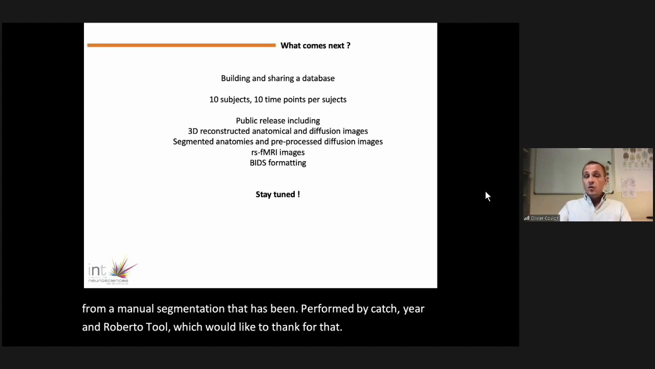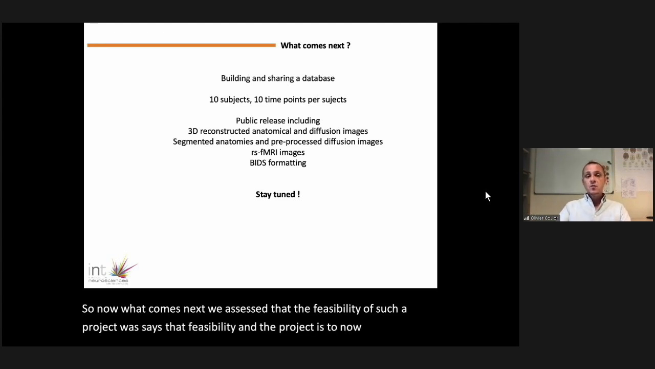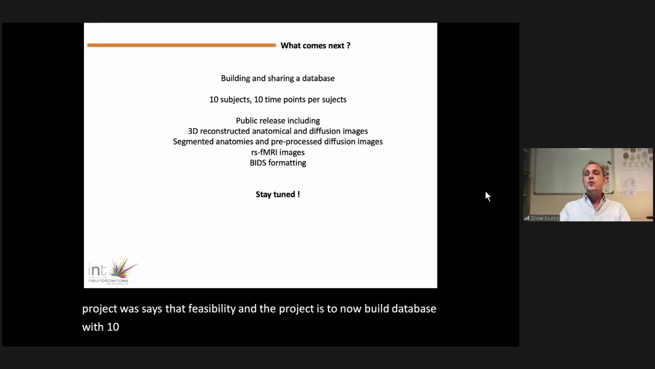So now what comes next? We assessed the feasibility of such a project. And the project is to now build a database with 10 subjects and 10 time points per subject. And that database will be released to be shared.